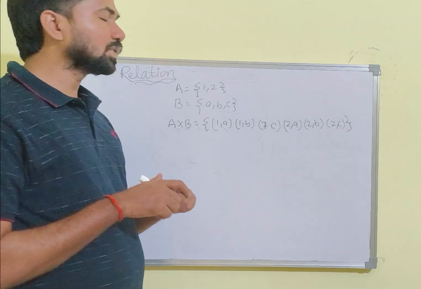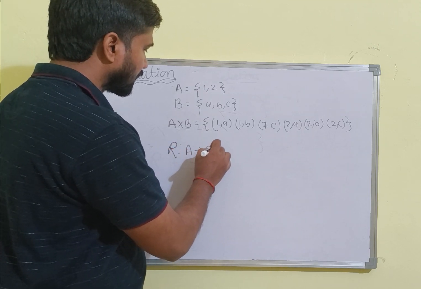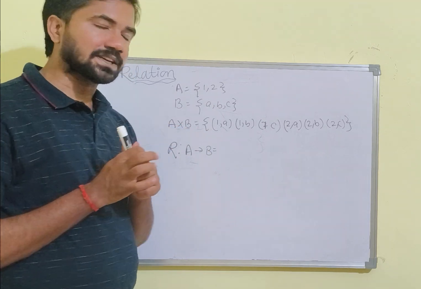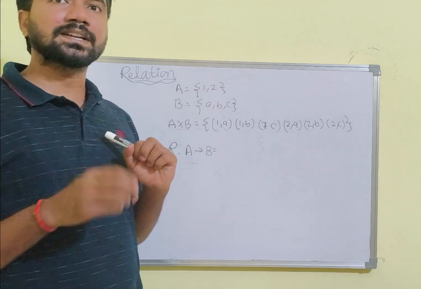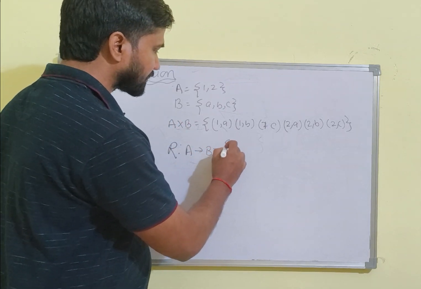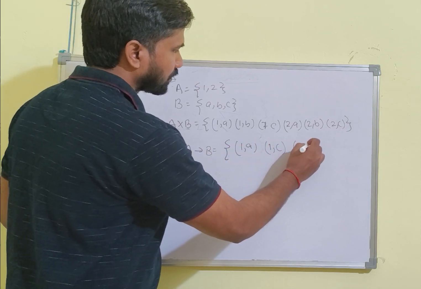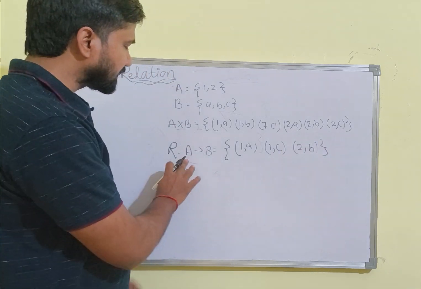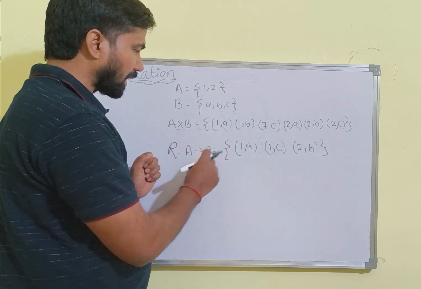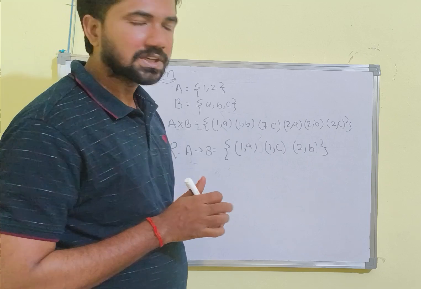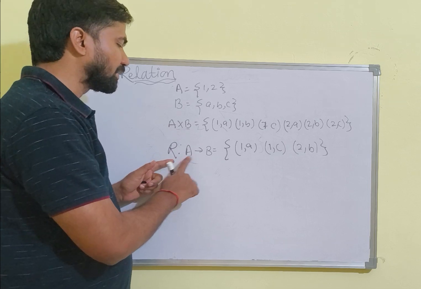Now, if we are going to write a relation R from set A to B, what is a relation from A to B? It is a subset of A cross B. Then it is known as a relation. So we can write it this way: (1,a), (1,c), (2,b). This is one relation from A to B. Why? Because all the elements of R are present in A cross B, meaning R is a subset of A cross B. So we can say it is a relation from A to B.